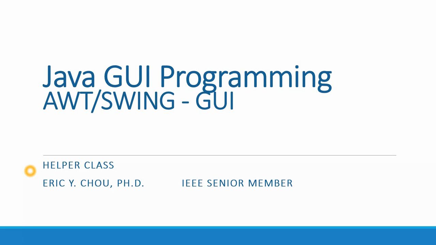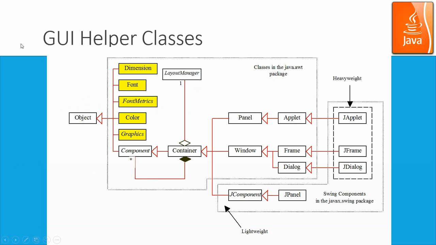In this lecture, I'm going to talk about helper classes for the Swing GUI environment. Helper classes are information classes that help you set up the style for components and containers. Helper classes in the AWT GUI environment include Dimension, Font, Color, FontMetrics, and Graphics. FontMetrics and Graphics will be mentioned in the next chapter. So in this lecture, we focus on Color, Font, and some part of Dimension.